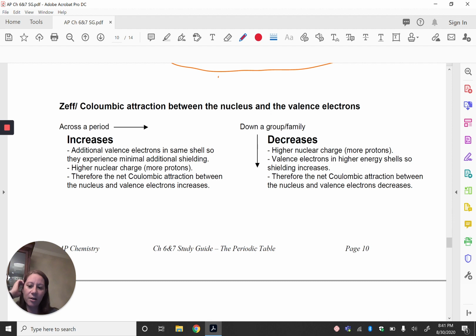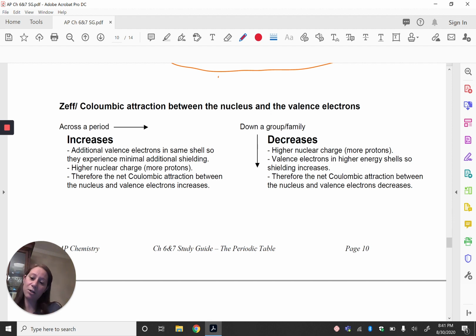Because if you think about it, as you go across and as you go down the periodic table, the two factors increase, right? We have more electrons to repel, but we also have more protons to attract. So which one wins? Well, it depends on the placement of those additional electrons, because the protons will be in the nucleus no matter what.